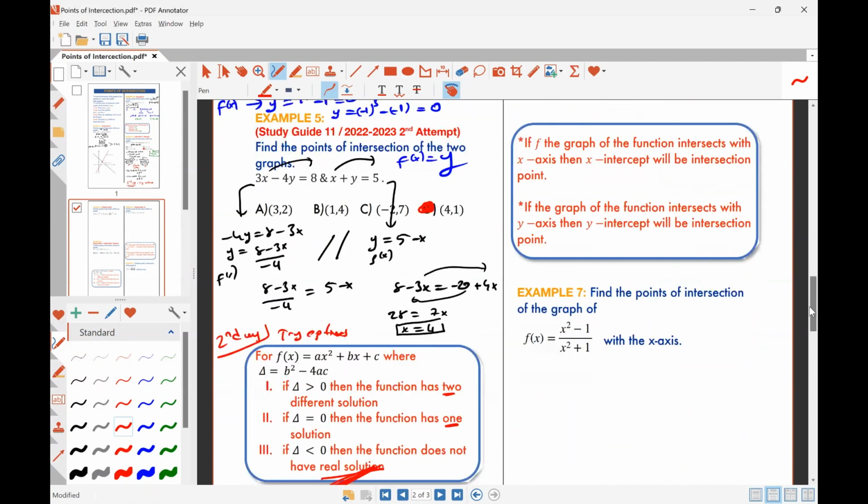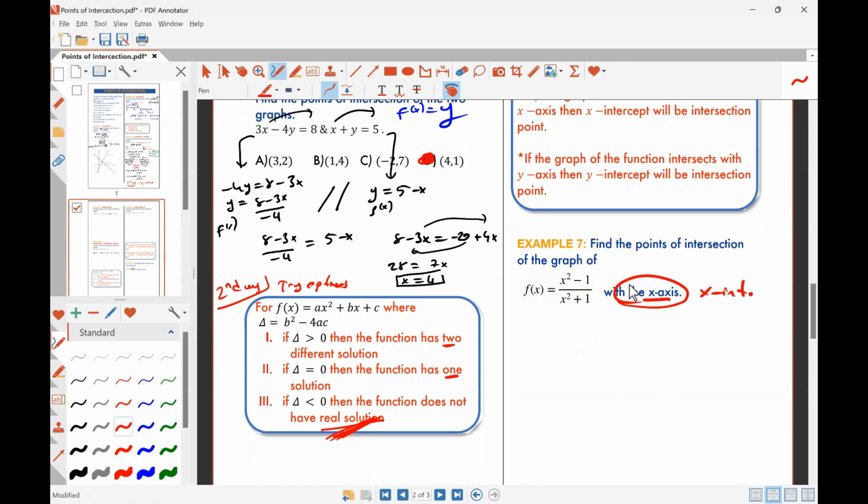Another different question. Find the points of intersection of the graph of f of x with the x-axis. So it only gives us one function. I don't have the other one. It says this function is intersecting with the x-axis. It means find the points on the x-axis where that graph crosses. So find the points where the graph intersects the x-axis. It means find the x-intercept. So when you understand the question, solving it is very simple.